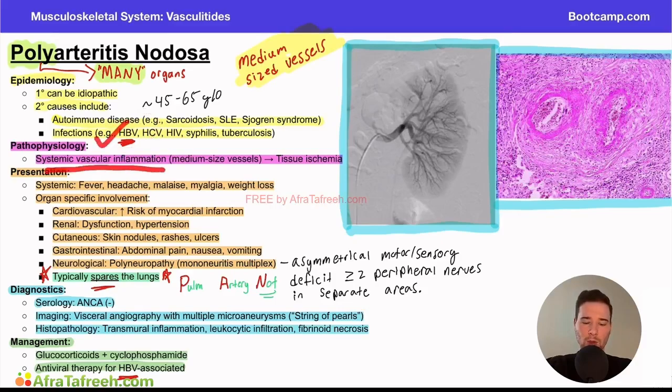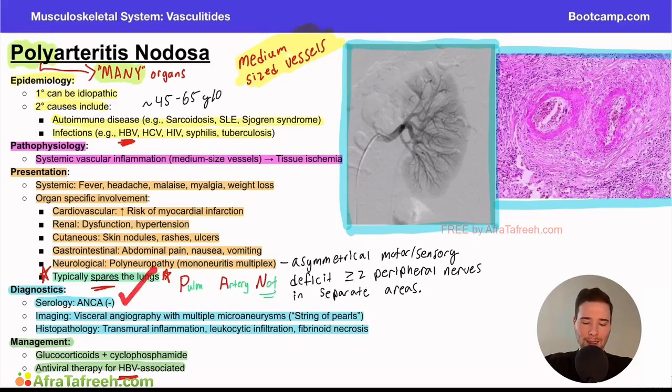Pathophysiology, this is really just due to systemic vascular inflammation leading to tissue ischemia that can present with a variety of different findings that affect lots of organs, including the heart, kidneys, skin, GI system, and neurological system. Typically, this is going to spare the lungs as well. Remember the classic memory aid, P.A.N., pulm artery not affected, or pulmonary artery is spared.